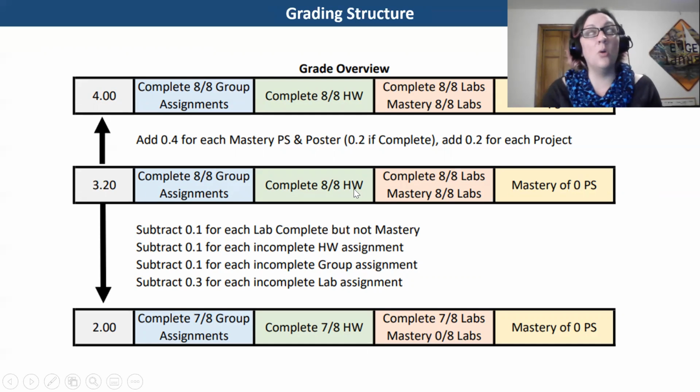Awesome. Now, if you're applying to a really competitive nursing school, and you're like, a 3.2 is great, but it's not good enough, I need a 4.0, then you're going to build your grade up from that 3.2 by taking on more challenging assignments. You don't have to do this, only if you want to get the higher grade. Each problem set is worth 0.4 points if you get a mastery grade, like an A-. So if you try the problem sets, you can build your grade up by 0.4, or if you just get a complete and aren't able to get the mastery, you'll build it up by 0.2 points.